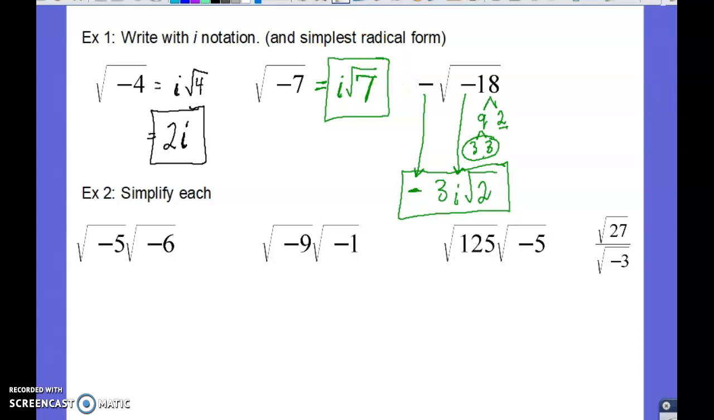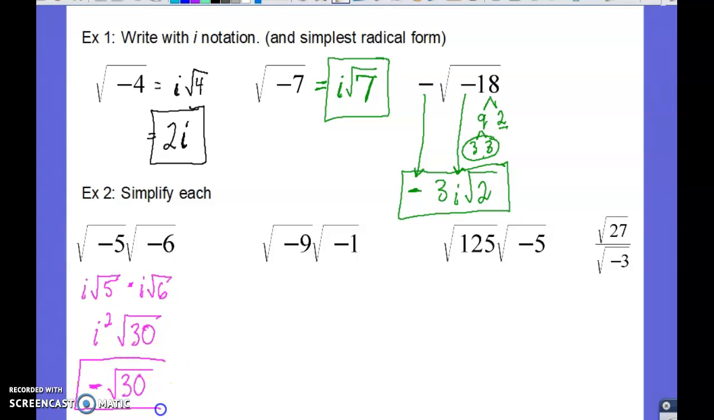Okay, so make sure that you take care of the i's first. For instance, before doing anything, just rewrite this problem as i root 5 times i root 6, because that's what that is, multiplication. Because multiplication is commutative, you can switch the order around, so we have i squared root 30. But then to understand that i squared is equal to -1, which I already explained, so this answer is negative root 30.